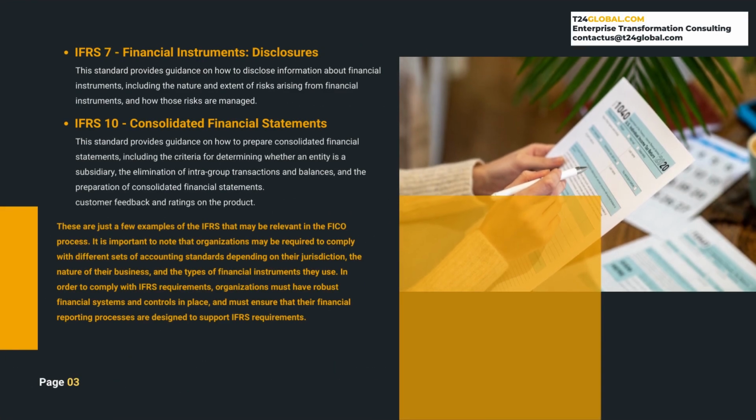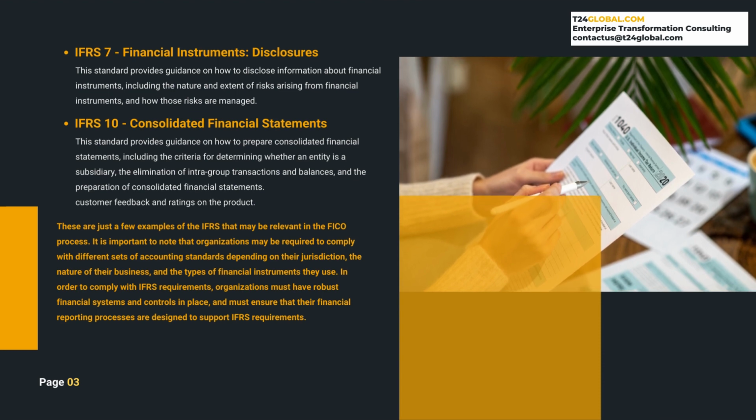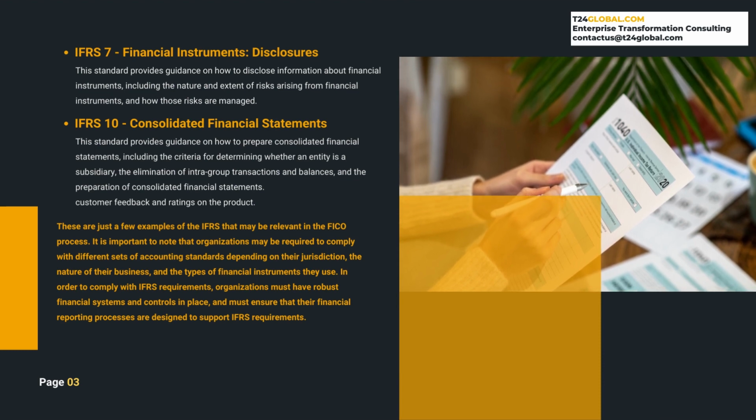5. IFRS 7 for financial instruments disclosures. This standard provides guidance on how to disclose information about financial instruments, including the nature and extent of risks arising from financial instruments, and how those risks are managed. This standard is important for businesses that deal with financial instruments such as stocks, bonds, and derivatives. Key persons involved in this standard include financial analysts, accountants, and senior management. IT customization details may include implementing financial systems that can handle the disclosure requirements for financial instruments.